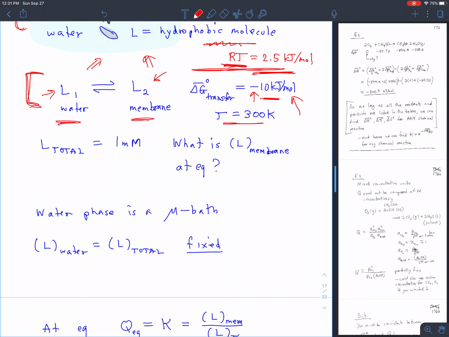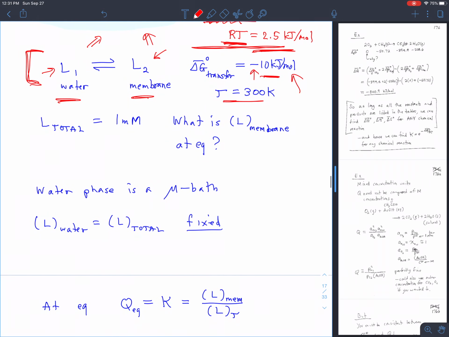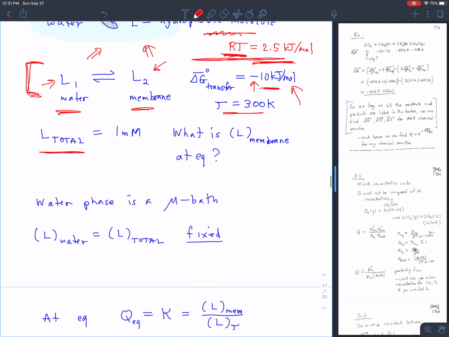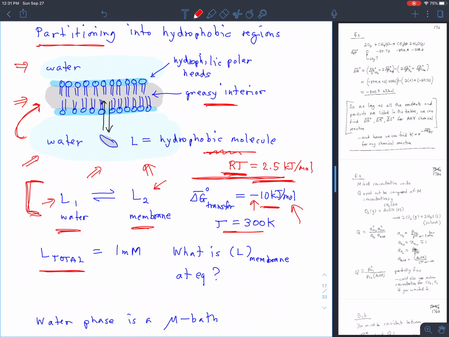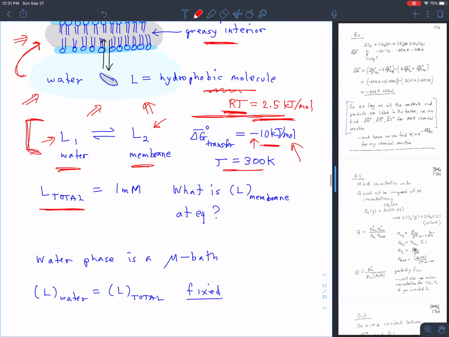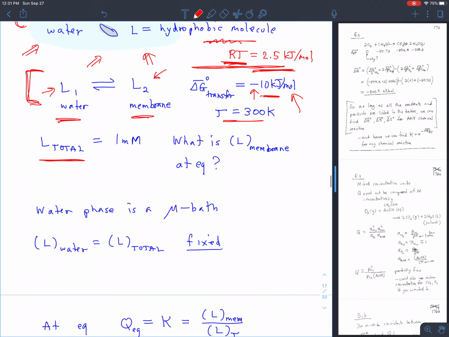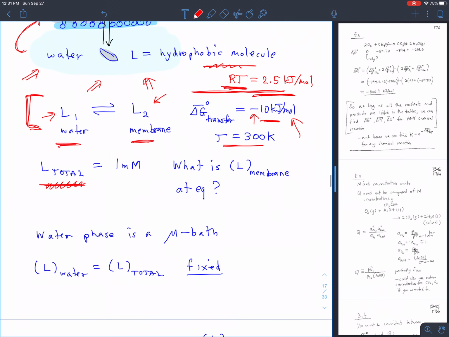We're doing all this at 300 K. That's the standard temperature, near room temperature. I'm also going to say that the exterior water solution here is a chemical potential bath. I'm saying that the total concentration of L out in the exterior is 1 millimolar.